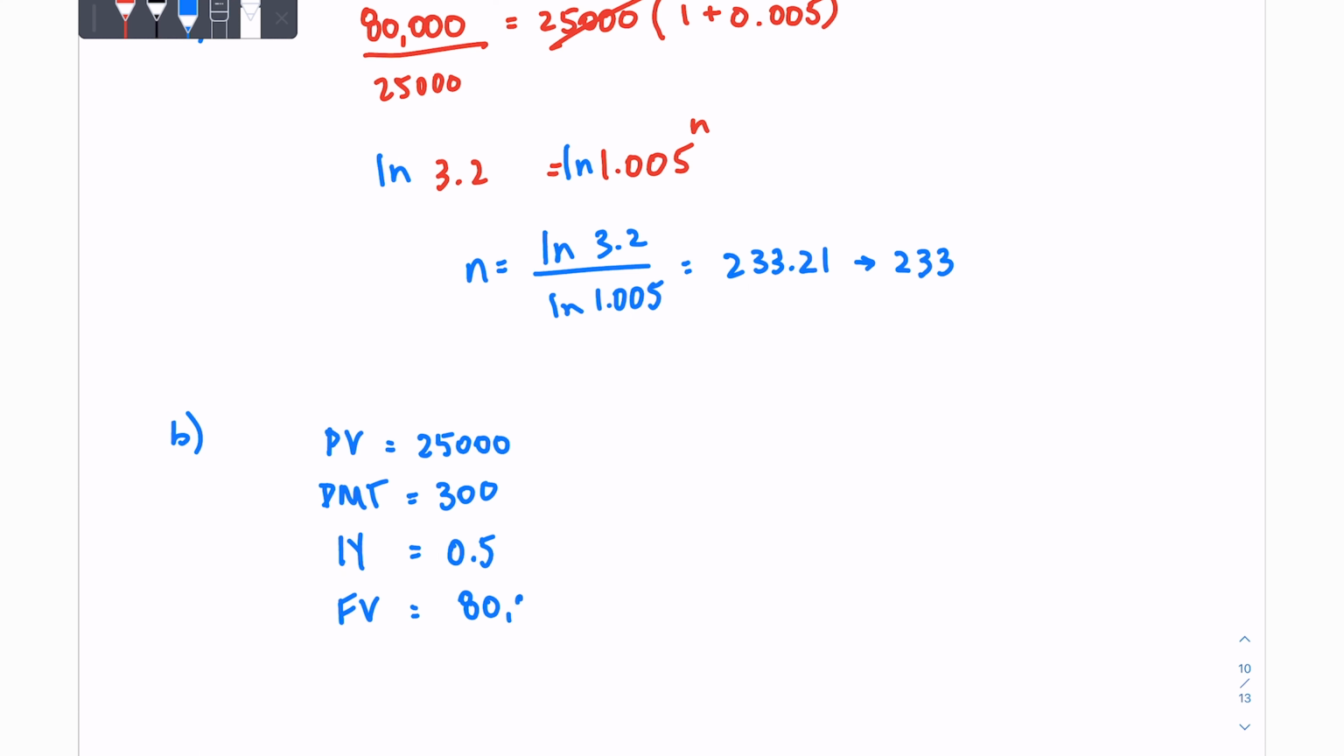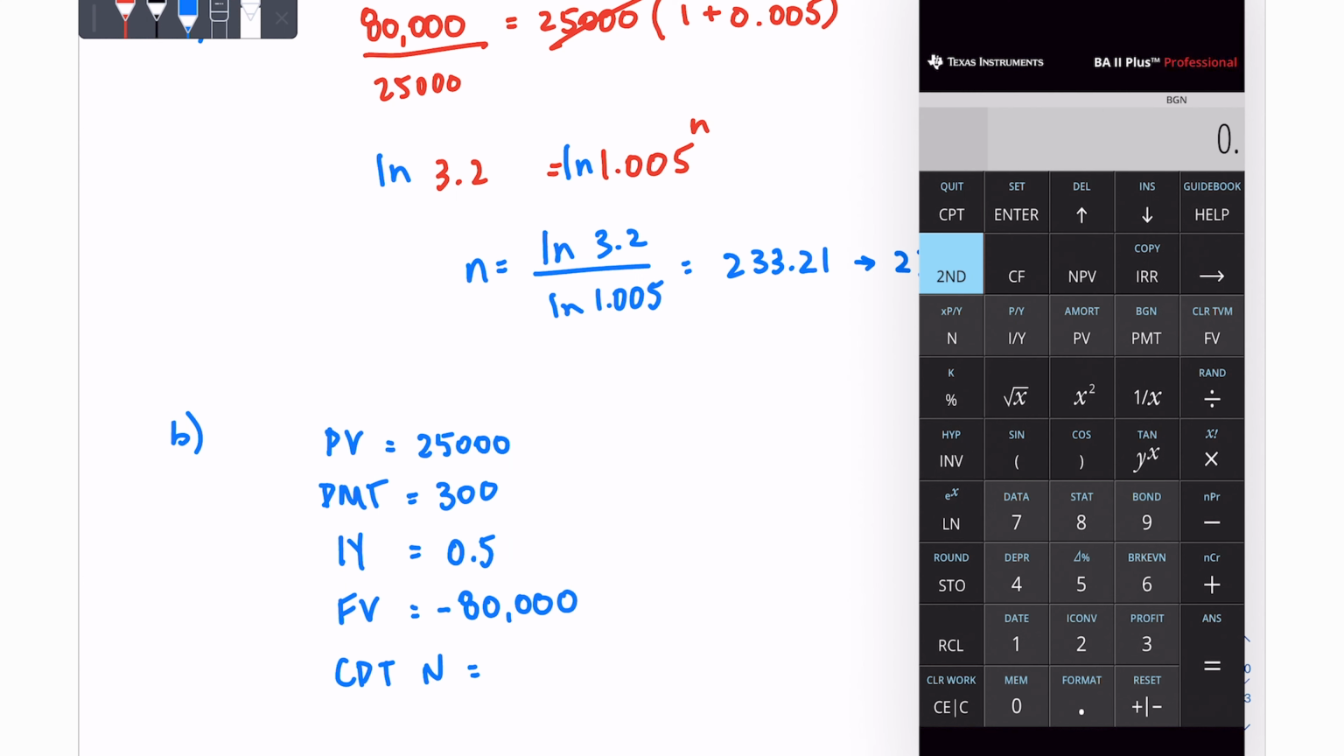Now for the financial calculator, you're going to want to make the future value negative. The idea here is the 25,000 and the 300 are both going into the savings account, but the 80,000 will come out of the savings account and be spent. So the cash flows are moving in opposite directions. The calculator should know that. And then you want to compute.